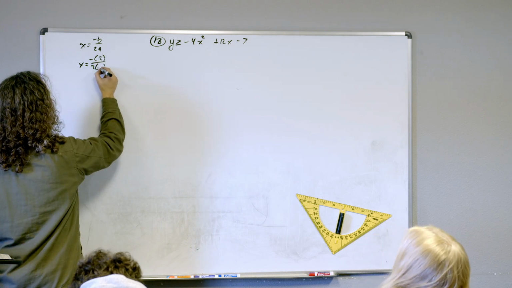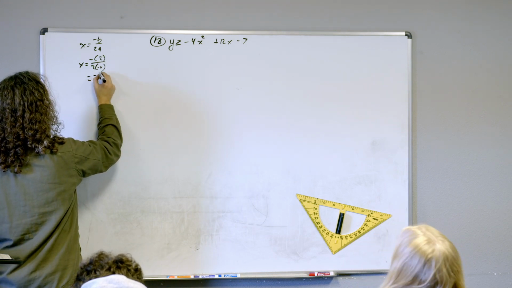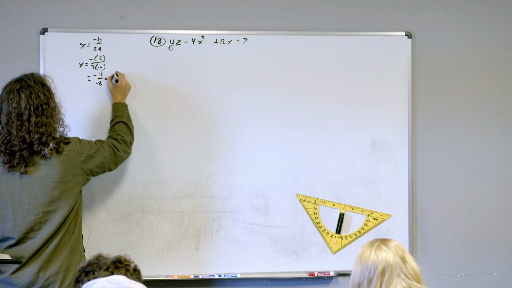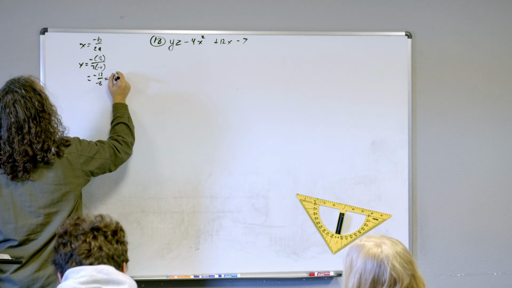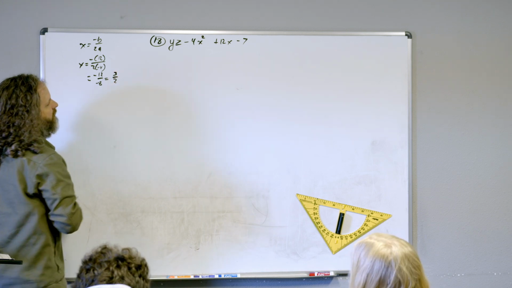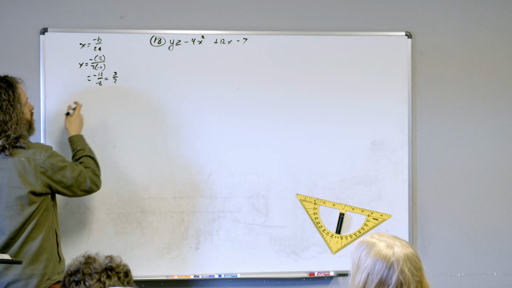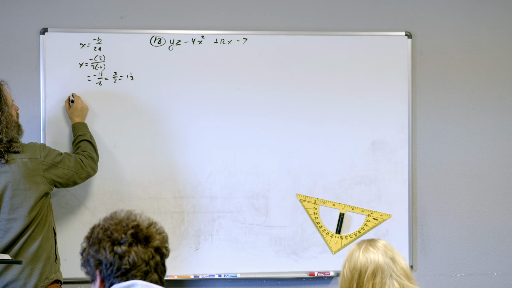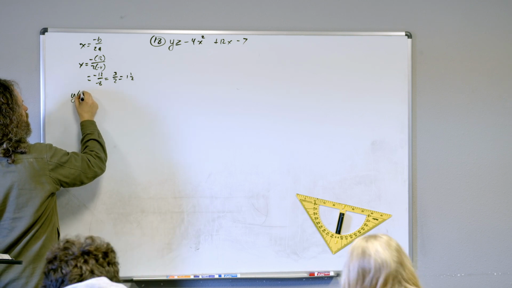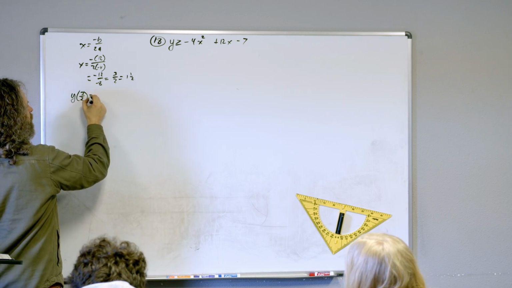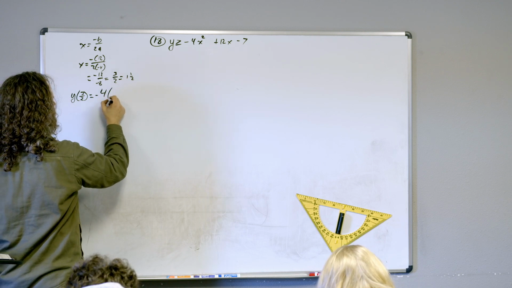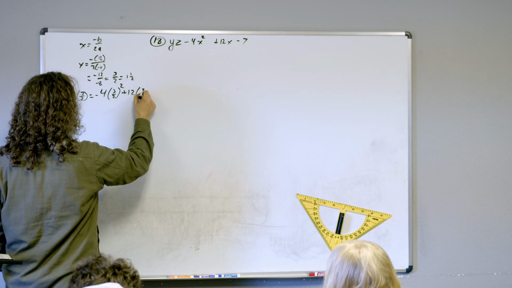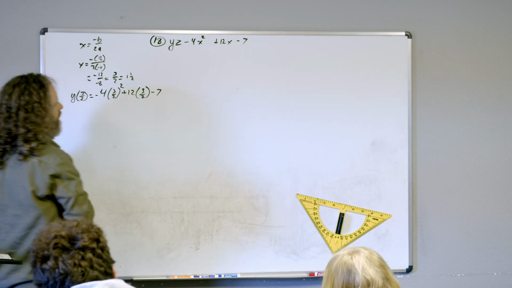So 12 and negative 4. So negative 12 over negative 8. So positive 3 halves, which is 1.5. And then we need to find the y part. So y of 3 halves equals negative 4 times 3 halves squared plus 12 times 3 halves minus 7, right?